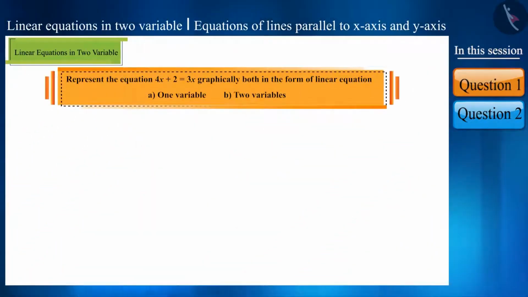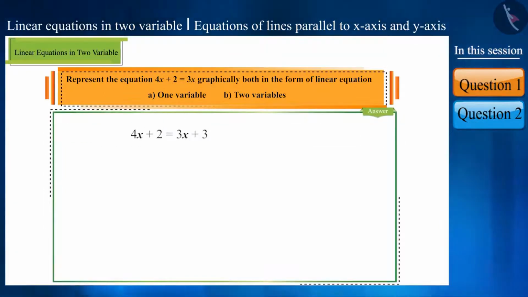Represent the equation 4x plus 2 is equal to 3x plus 3 graphically both in the form of linear equation in one variable and in two variables. Friends, this is already in the form of linear equation in one variable. Let's solve it. On simplifying it, we get x is equal to 1.